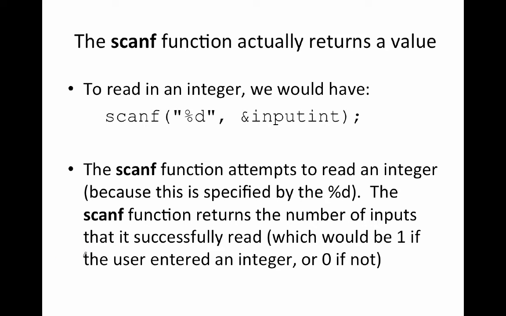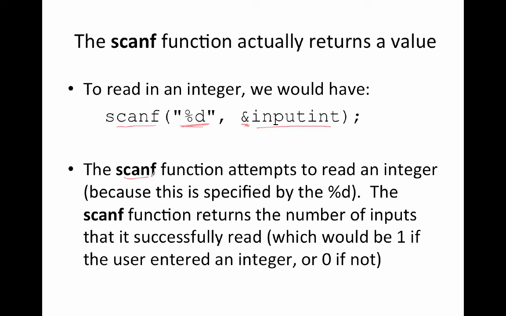Now, in order to accomplish this, what we need to know is that the scanf function actually returns a value. So if we want to read in an integer, we would say scanf and then %d to indicate that we want an integer, and then the address of a variable that has been declared to be an integer. For example, it might be called input int. Semicolon, of course, at the end of the statement. So that's how we would read in an integer.